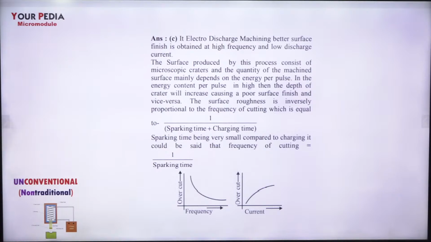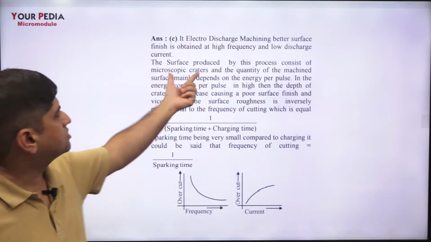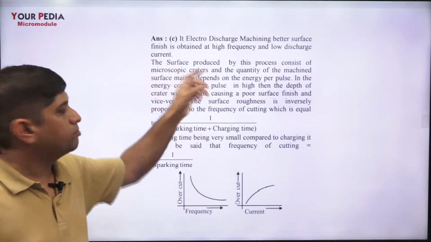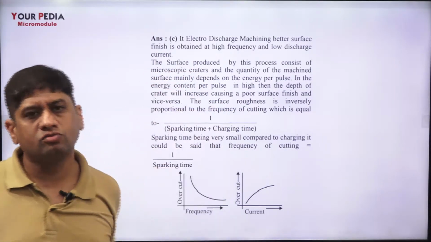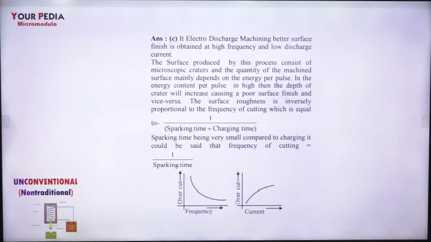There are microscopic craters produced in electric discharge machining. Note down, this is an important point. Crater means small cavity. If the energy produced per unit pulse is high, then the crater will be of high depth and lead to low surface quality. So you should not supply more energy per pulse.